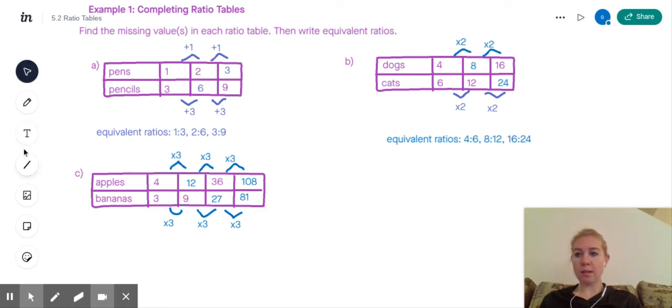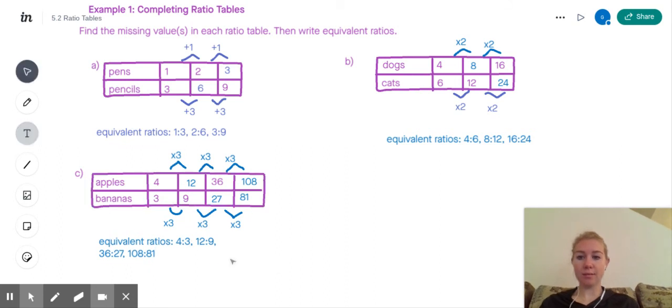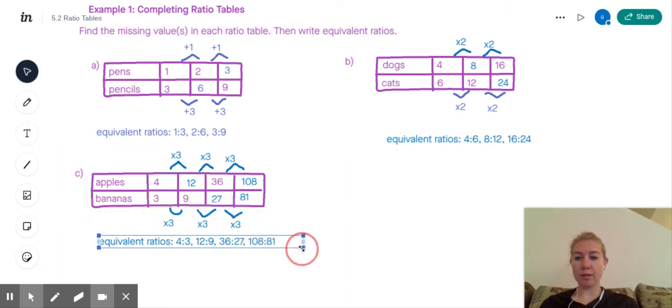Okay, now we just need to write out our equivalent ratios. The first one was 4 to 3, so for 4 apples, there are 3 bananas. So that means that if there's 12 apples, there's also 9 bananas. If there's 36 apples, there would have to be 27 bananas. And if there were 108 apples, there would have to be 81 bananas. Those are all equivalent ratios.